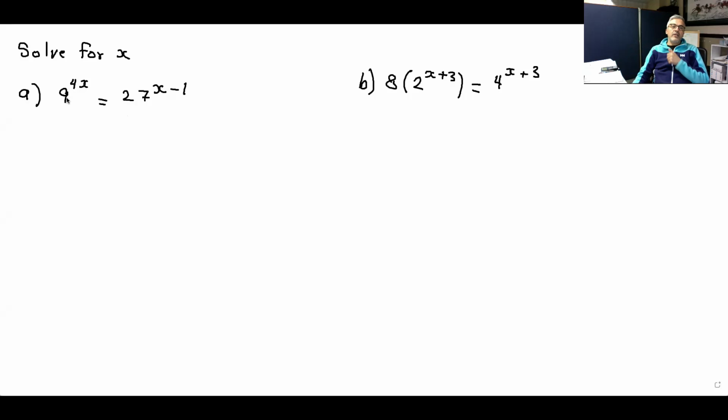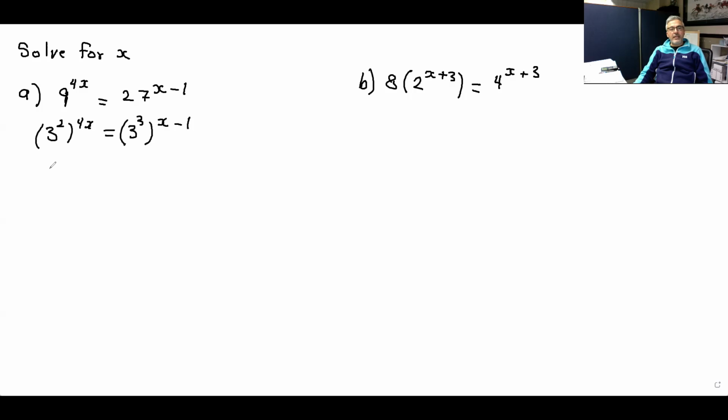So the first thing you need to do is think of a common base that could express the 9 and the 27. The common base that I could see between the 9 and 27 is 3, because 3 squared is 9, and then you still have the 4x there. Also, the 27 could be expressed as 3 cubed, and then the x minus 1 outside.